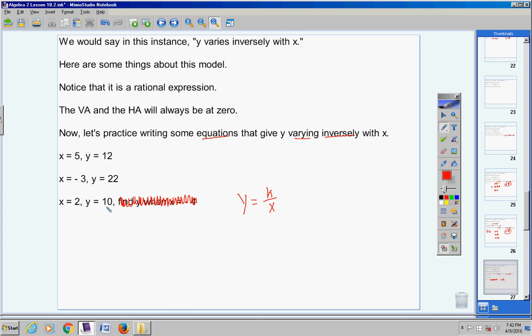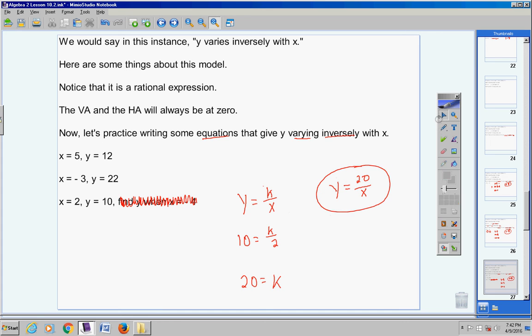Now where y is, I'm going to put 10. Where x is, I'm going to put 2. Now what is my denominator? 2. So multiply both sides by 2. 10 times 2 is 20. K over 2 times 2, your 2's would cancel, leaving you with k. So now I know what k equals. So up here where k is, I'm going to put 20. y equals 20 over x. There's your answer for part 1.